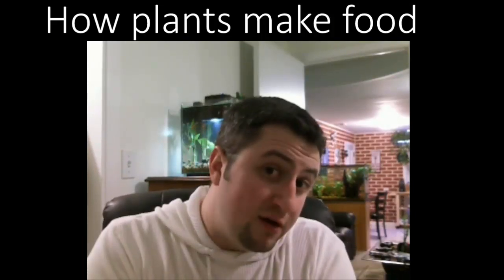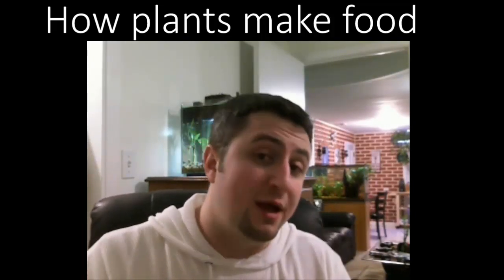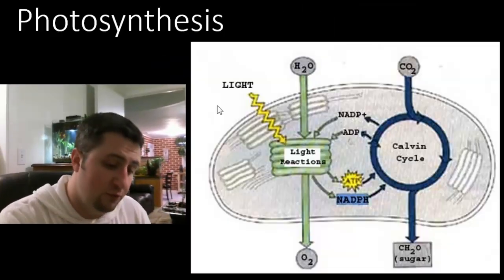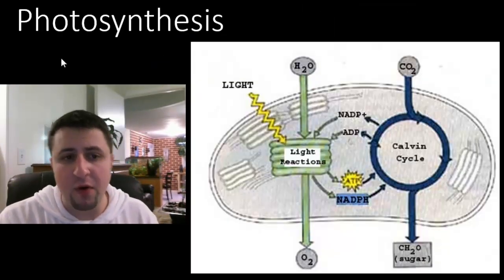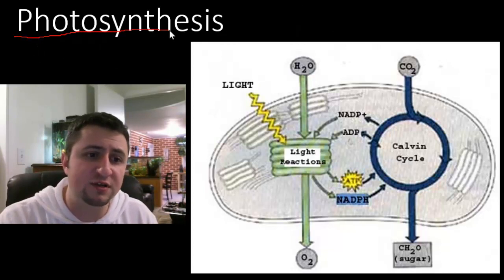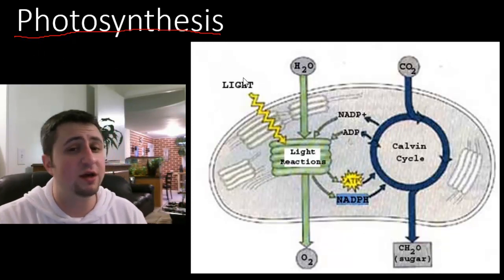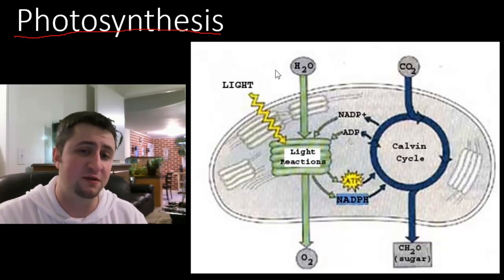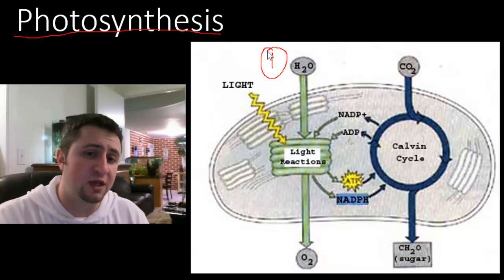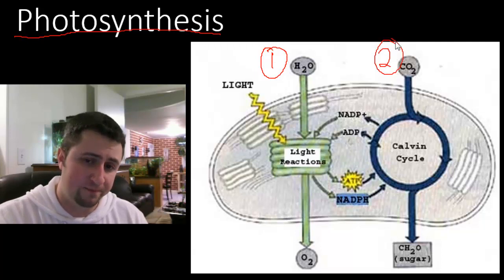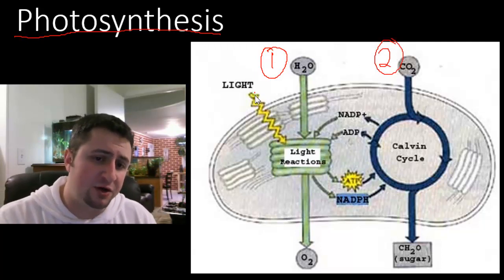My next focus is going to be on how plants make food. They do it through a process called photosynthesis, which occurs in two main phases. The first phase is what we call the light reactions, and the second phase is what we call the Calvin cycle. In the light reactions, light strikes a part of an organelle called a chloroplast.